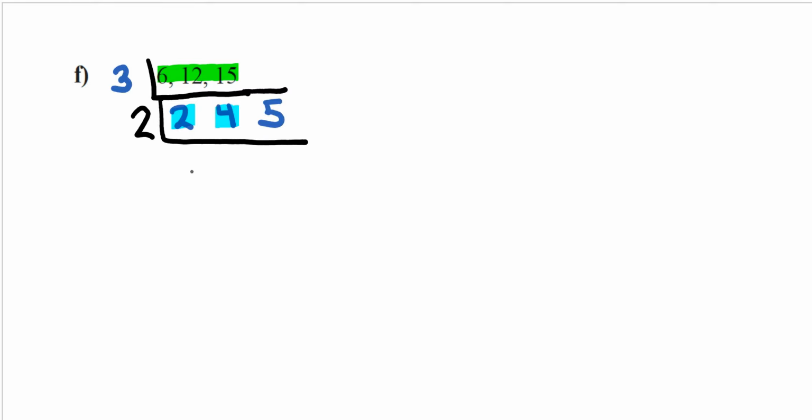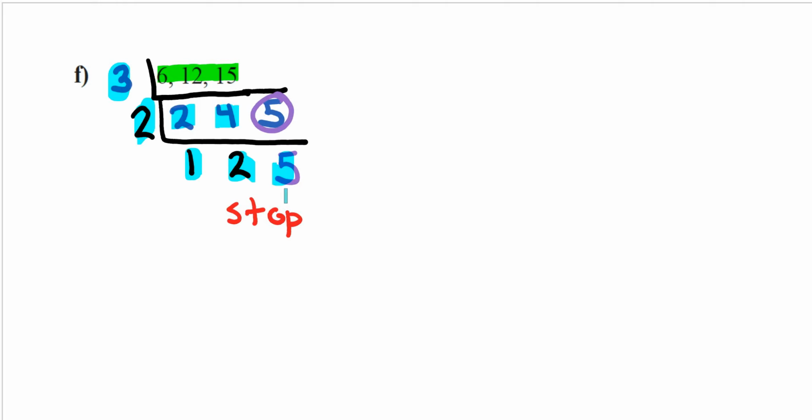So 2 divided by 2 is 1. 4 divided by 2 is going to be 2. And the number 5, this number is not divisible by 2, so we can just bring it down as a 5. Okay, now this is where we can officially stop because there's nothing else we can divide all three of those numbers by. There's no factors left.